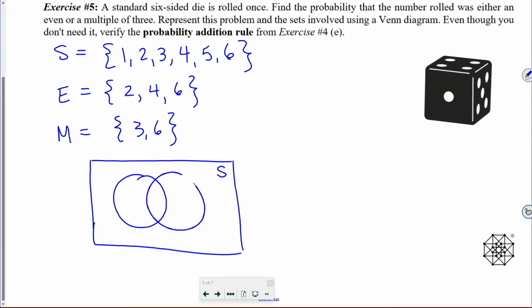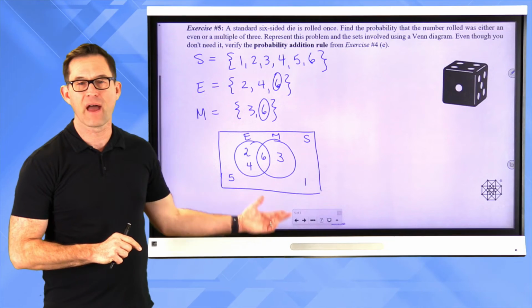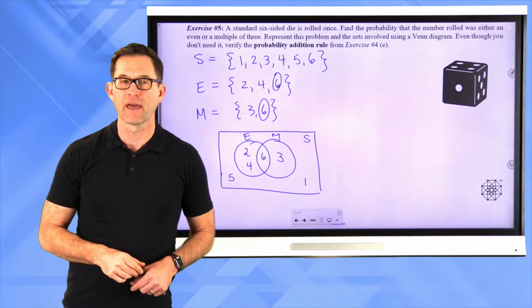We've got our evens. We've got our multiples of 3. Do we have an overlap? Sure we do. That's our number 6. Now the other numbers in evens are 2 and 4. The other number in our multiples of 3 is, well, 3, right? We have 2 elements that are sitting outside of there, 1 and 5. So I'll just have them hanging out there. They're not going to even play in this game.